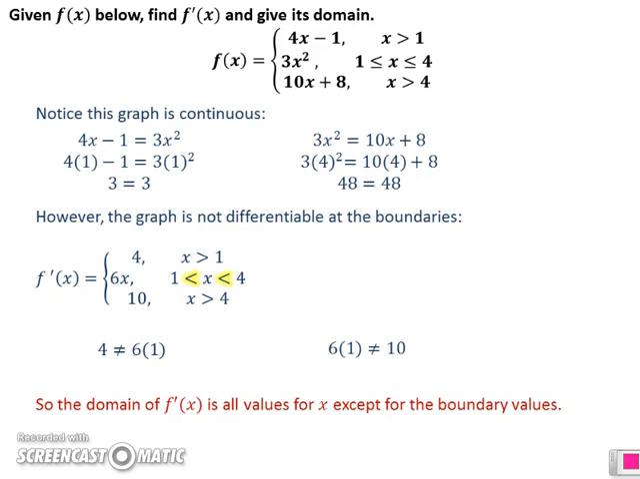So when you do the domain of our derivative equation, we cannot include the boundary lines. Like notice here, we have equal to, equal to. We're allowed to let them equal to each other because they're continuous. Here, we can't let them be equal to each other because the derivative does not exist. So the derivative exists for all values except for those boundary points. So our domain would be all real numbers except for 1 and 4.